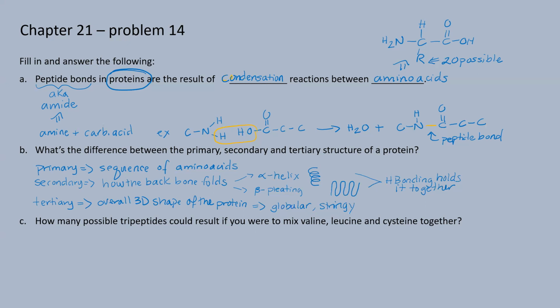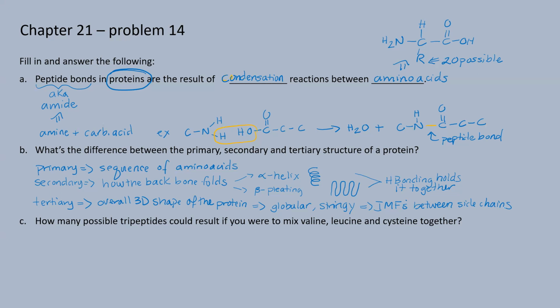Now, what holds it together in these different shapes is intermolecular forces between the side chains. We said before in part A that there was 20 possible side chains. Some of those side chains can do hydrogen bonding. Some of them can do dipole-dipole. Some of them can do ionic bonding. There's also straight up just LDF forces. It depends on the specific amino acid as to what type of force it has.